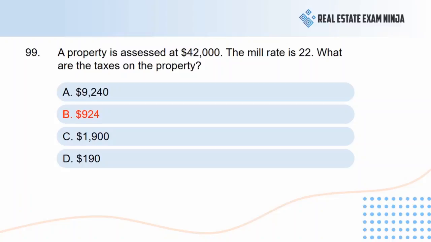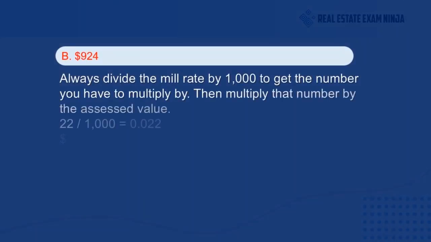The correct answer is B. Always divide the mill rate by 1,000 to get the number you have to multiply by. Then multiply that number by the assessed value. 22 divided by 1,000 is equal to 0.022. $42,000 multiplied by 0.022 equals $924.